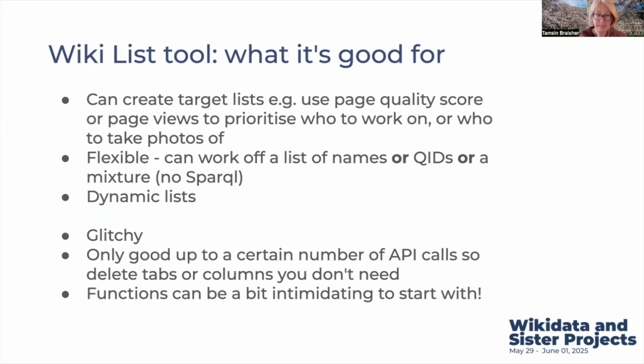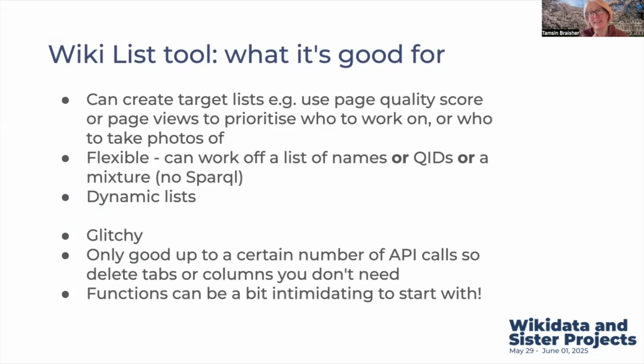I do find personally they can be a bit glitchy. Certainly when you get up to, they're good for, Andrew says, a couple of hundred names. I think it depends on how many columns you have. I'm prone to adding a lot of columns to look at different identifiers in Wikidata. And obviously, the more columns you have, the fewer rows you can have, because you max out the Google Sheets ability to do API calls. Every cell is another API call.